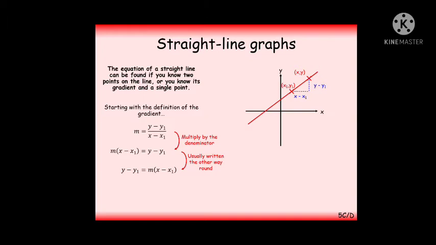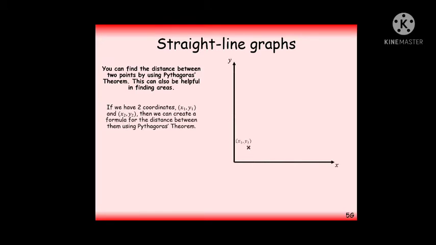So you can find the distance between two points by using Pythagoras' theorem. This can also be helpful in finding areas. So if we have two coordinates, x1, y1 and x2, y2, then we can create a formula for the distance between them using Pythagoras' theorem. Okay, so I pick my two points, I can do y2 take y1, and x2 take x1. So the distance is equal to the square root of y2 take y1 squared plus x2 take x1 squared, using Pythagoras.